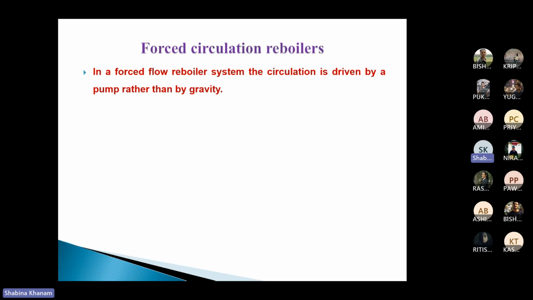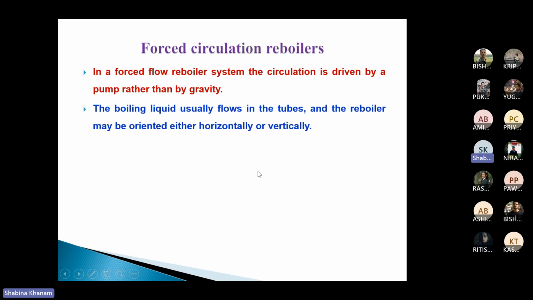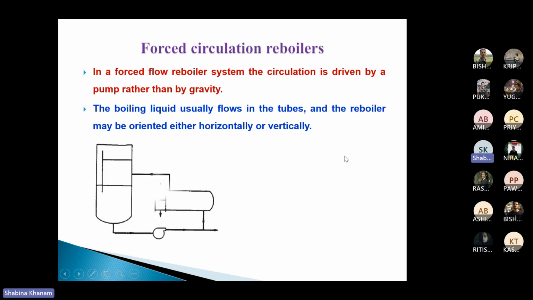Next I have the forced circulation reboiler. I think you can understand that very well. We need some media to maintain the flow of the liquid. In other words, we make the liquid enter the reboiler from the distillation column; it does not enter automatically. So in this forced flow reboiler system, the circulation is driven by a pump rather than by gravity. Boiling liquid usually flows in the tube, and the reboiler may be oriented horizontally or vertically.